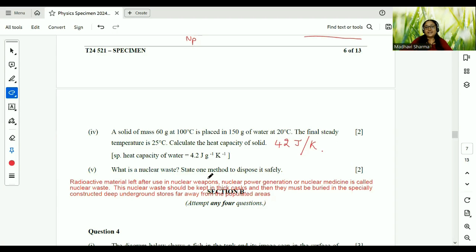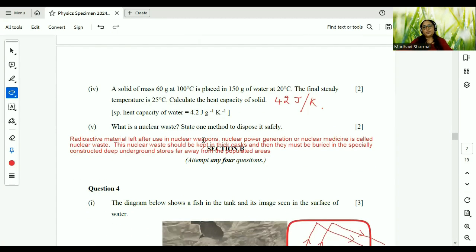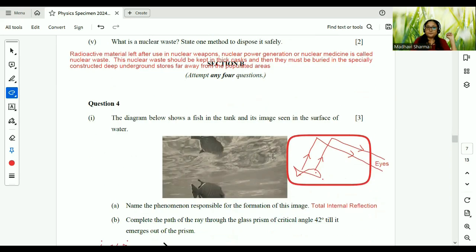What is nuclear waste? State one method to dispose of it safely. Please do not write short, children. It's for 2 marks. You can take from the textbook also, or whatever your teacher has given you. Radioactive material left after use in nuclear weapons production, nuclear power generation, or nuclear medicine is called nuclear waste. It is left over. The nuclear waste should be kept in thick casks, and then buried in specially constructed deep underground stores far away from populated areas.